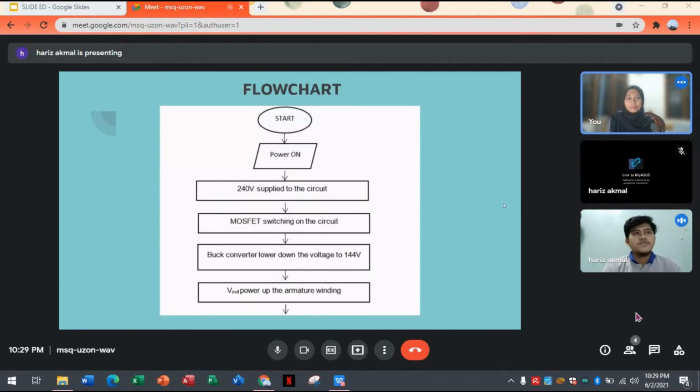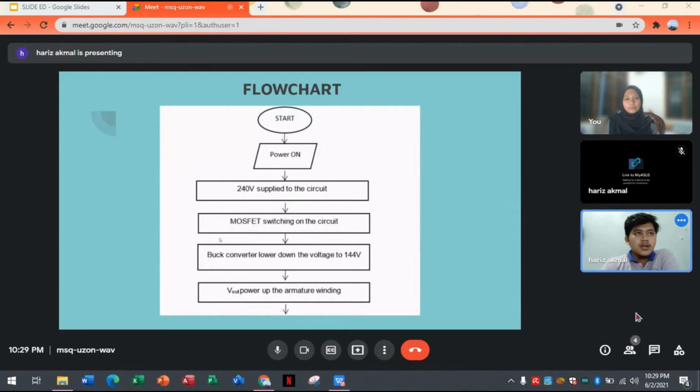Next, I will explain about our flowchart. Basically, this flowchart is already applied for our application, which is a DC vacuum. So you can see, from the start, the DC vacuum will be powered on. The 240 volt supply that we use will be supplied to the circuit. Then it will go through MOSFET for switching.